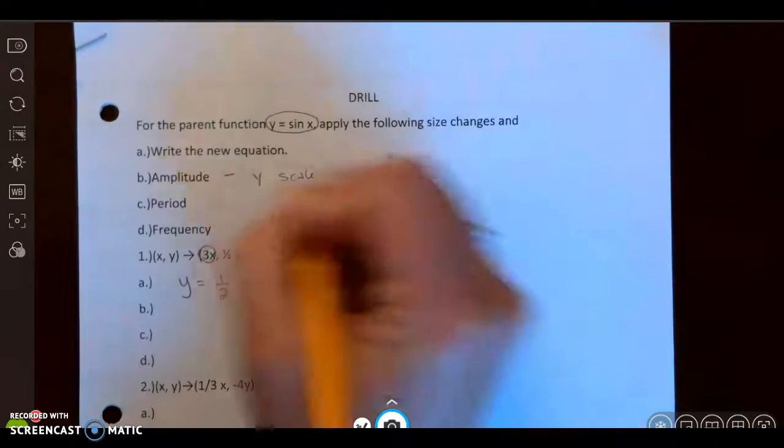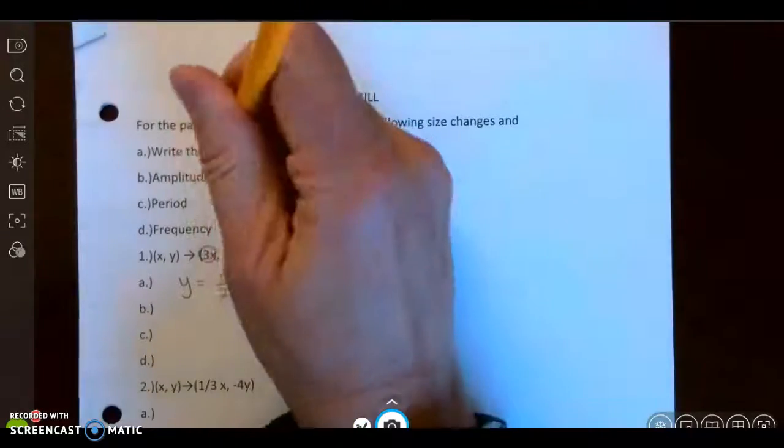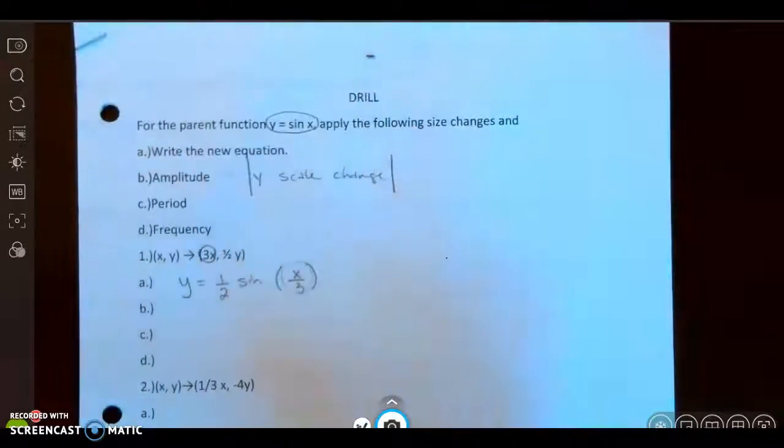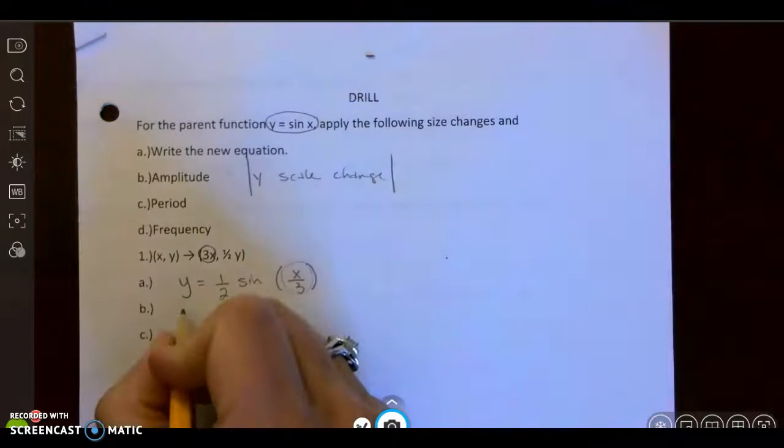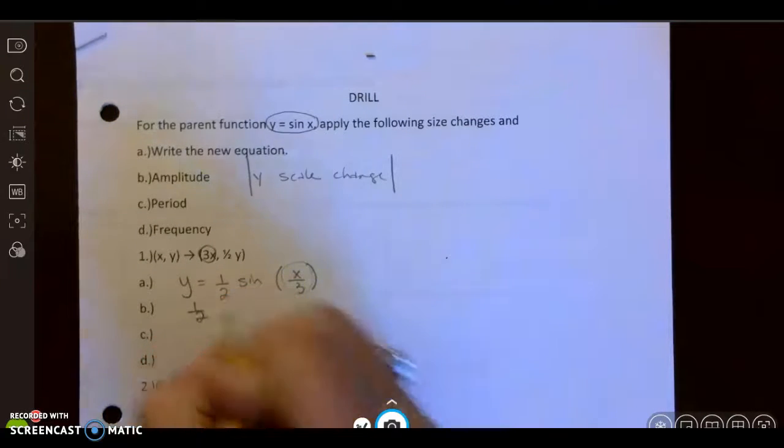and it's actually the absolute value of the y scale change. That looks like a minus sign. I don't want that to be misunderstood. So the amplitude is 1/2.